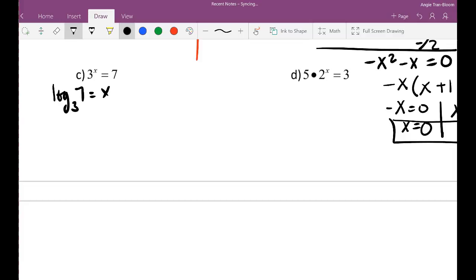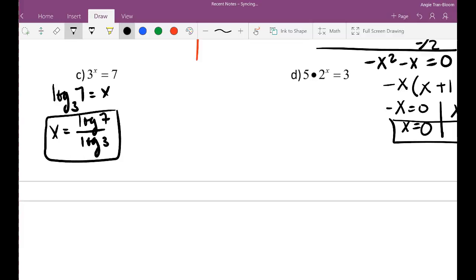Can you see that you're done? Is x already isolated? Yeah. So if you have a newer calculator, you are done. But if you have an older one, guess what you need to use? Change of base. All right, what's the change of base equation? x equals what? Log of 7 divided by log of 3. This is what your book has, so I'm just going to write it as that.